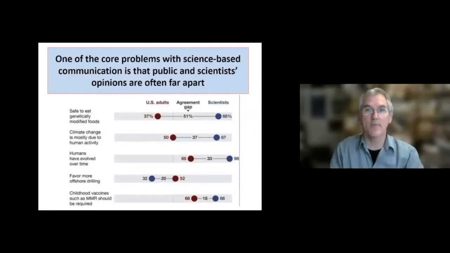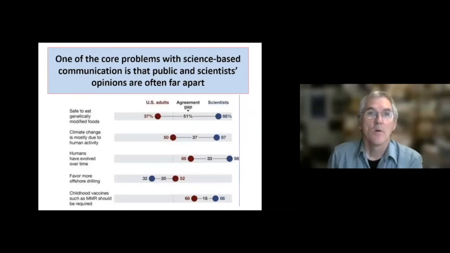Here's an example from a study from the USA. It shows the difference in thinking. A question was asked of scientists and the same question asked of the general public. Scientists were asked, is it safe to eat genetically modified foods? 88% of scientists said yes, but only 37% of adults said yes. Is climate change mostly due to human activity? 87% of scientists said yes, but only 50% of the public said yes.